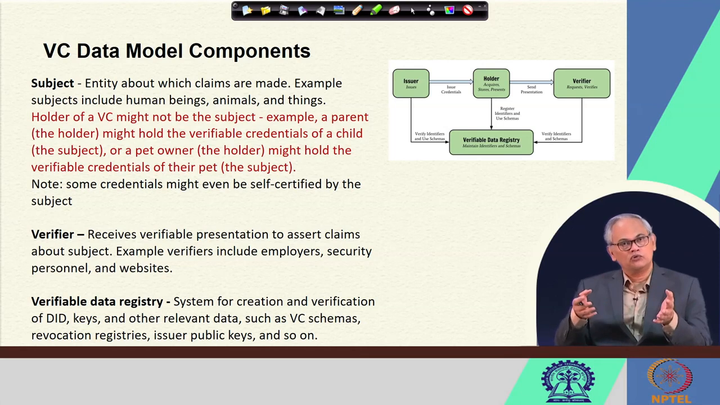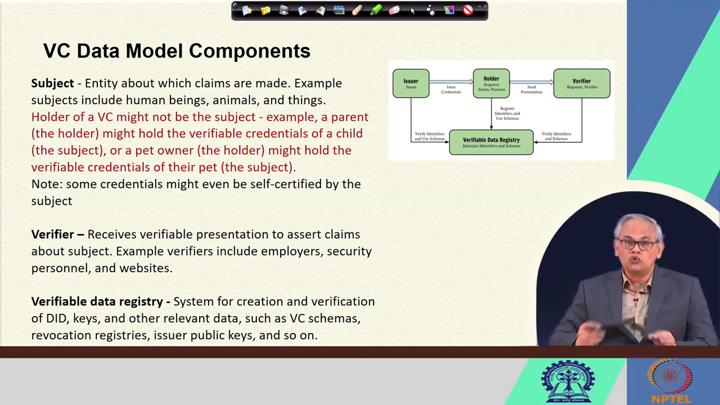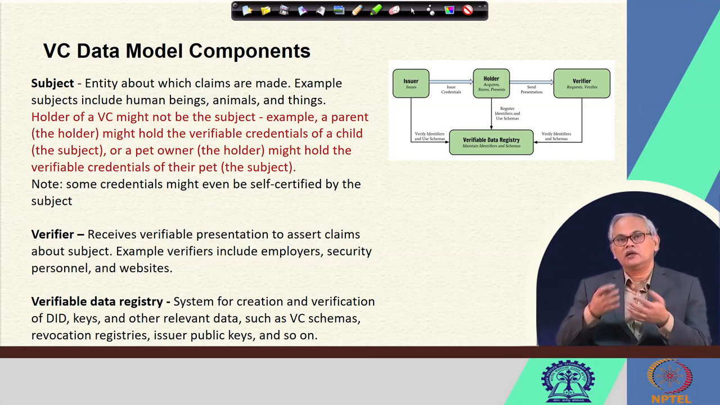So, in order to be able to do that, the verifier should also know what indeed is the content of the VC, like does it have a field called roll number, does it have a field called percentage of marks, or does it have a field called CGPA. So, it has to know all this. That comes together from the schema of the VC, which is stored in this verifiable data registry.